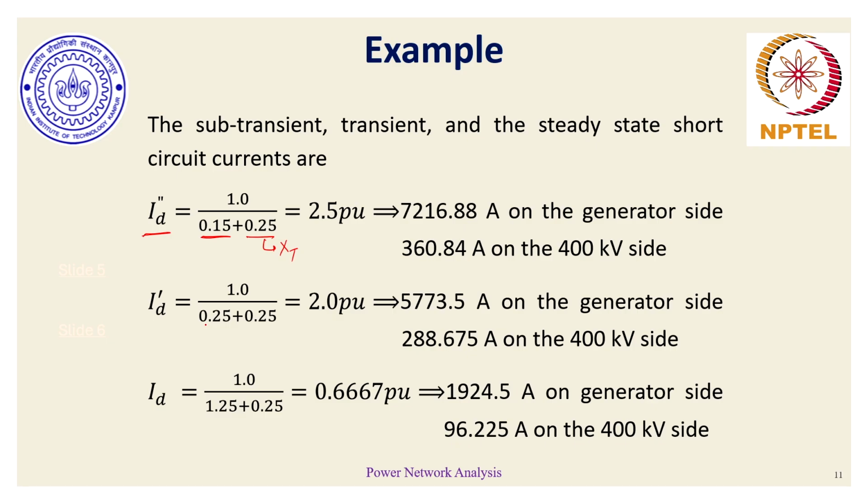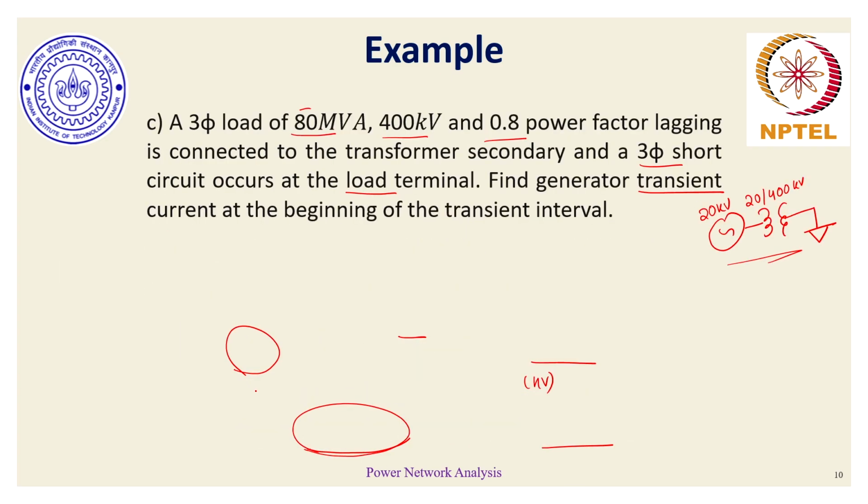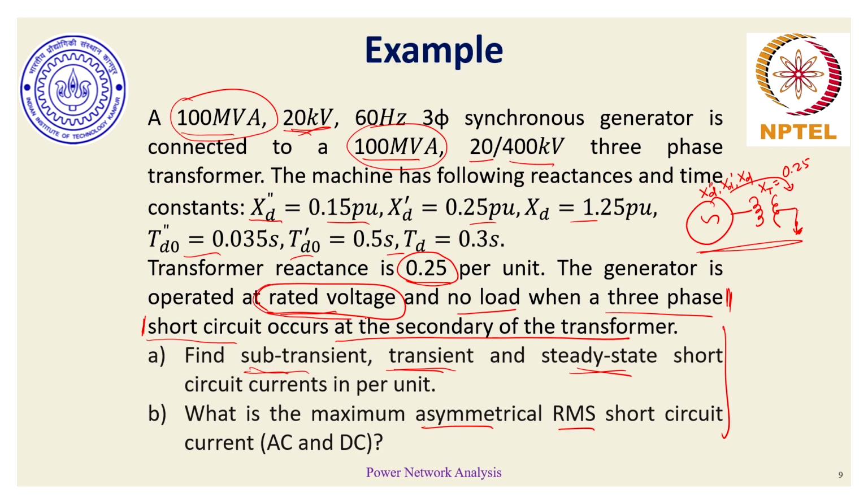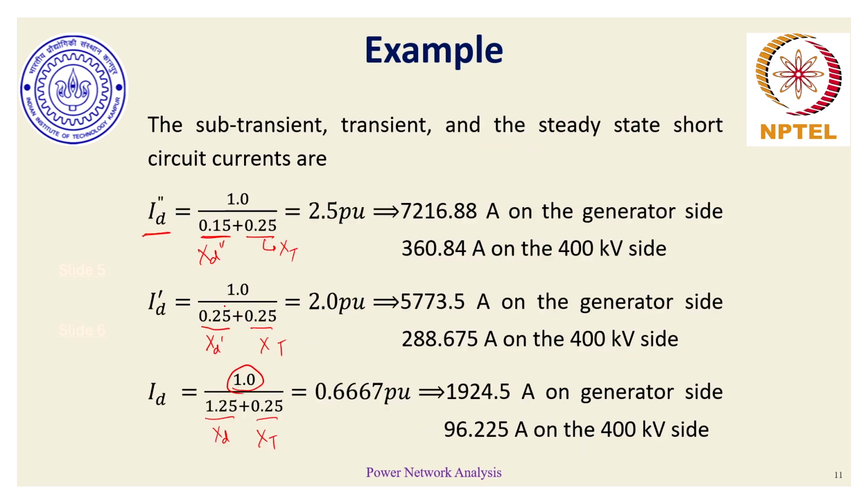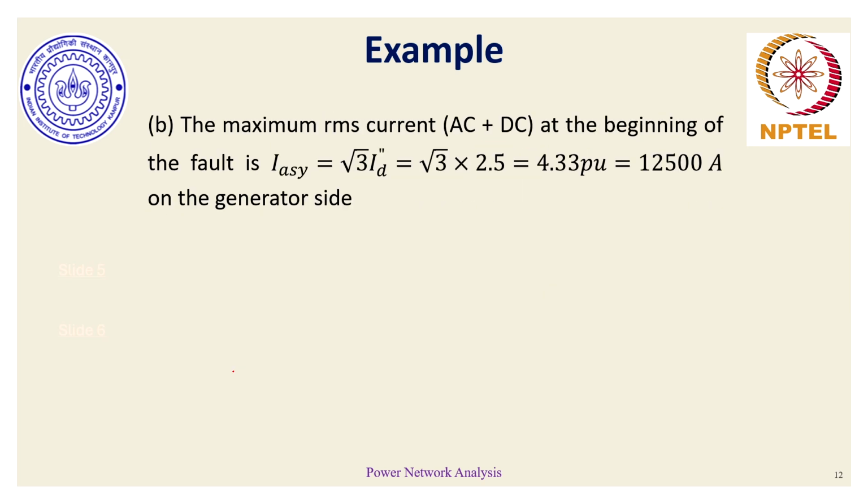In the transient period, the reactance has gone up to 0.25 per unit, which is XD dash here. This is XT. This here is XD double dash. And finally, in steady state, you have XD and XT. Since the generator is unloaded, the internal EMF is the rated voltage, which is 1 pu, as mentioned here as rated voltage. So we have considered the internal EMF to be 1 per unit in all three cases. This is all about bit A.